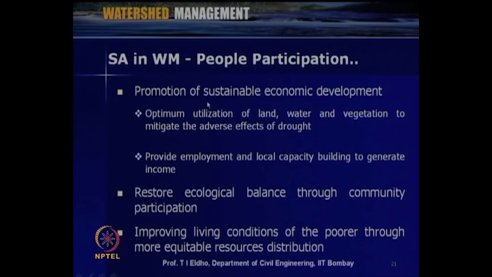As far as people participation is concerned, we look at the promotion of sustainable economic development for the particular area, then optimum utilization of land, water, and vegetation to mitigate the adverse effects of droughts and floods, then providing employment and local capacity building to generate income, so that total upliftment takes place. Then restore ecological balance through community participation. One of the important aspects in watershed management is ecologically sustainable development. We can achieve ecological balance through people participation, and improve living conditions of the poorer through more equitable resource distribution.